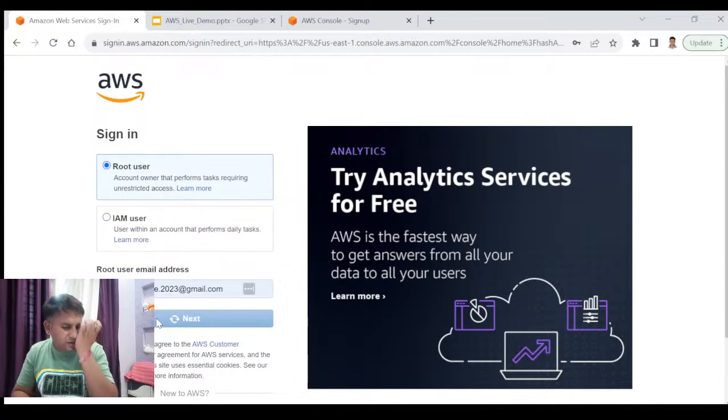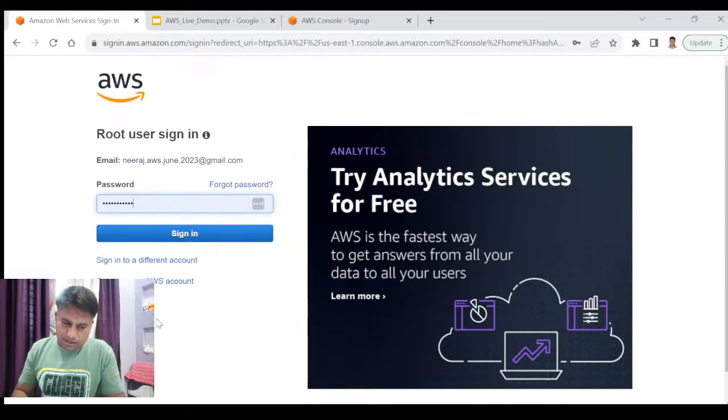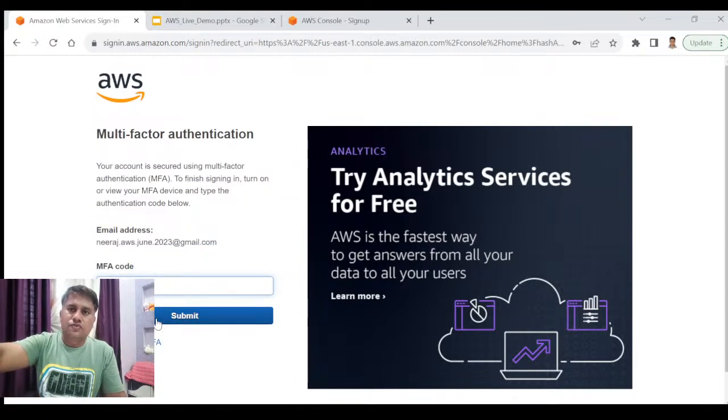So I'm clicking on next. I will enter my password, and it's asking for one thing which you can see. It is nothing but the MFA code. Just like in Gmail nowadays, when you log in, along with the password you may provide an OTP just for additional security. Same thing is here. Even for my AWS account, I have enabled additional security, and I have to enter the OTP. So I'm entering it. Just give me a moment. 128122.